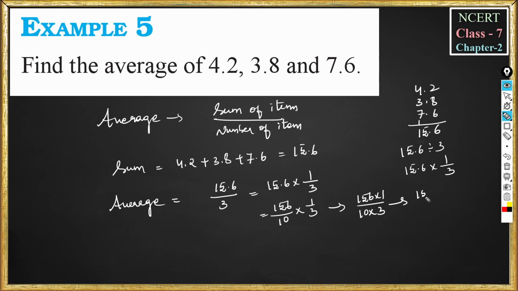This becomes 156 by 10 into 3, which is what? 30. So 3 is a common factor. So this becomes 3 tens 30, 3 5s are 15 and 3 2s 6. So the result is what? 52 divided by 10. Since there is 10 in the denominator, we need not divide further because 52 by 10 can be written as 5.2. Like this, we find the average of 4.2, 3.8 and 7.6, that is 5.2.